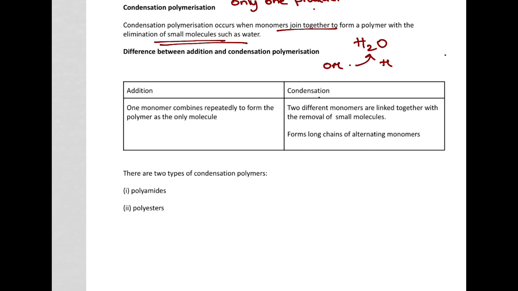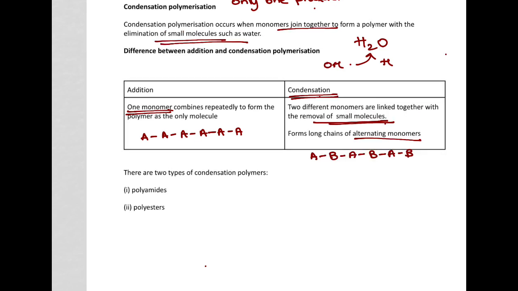In addition polymerization, you have only one monomer that combines with itself continuously. So you have the same monomer A that combines. But in condensation polymerization, you can have two different monomers that are linked, and that involves the removal of small molecules. And the chain that is produced will contain alternating monomers like this. There's two types of condensation polymers. There's polyamides and polyesters.